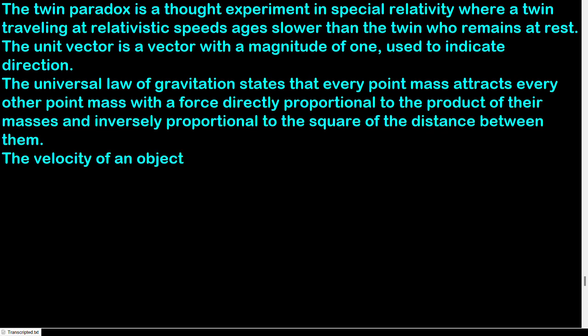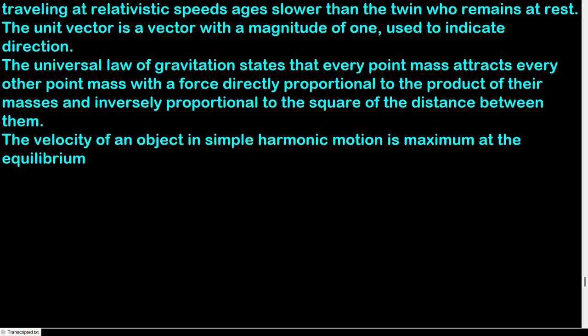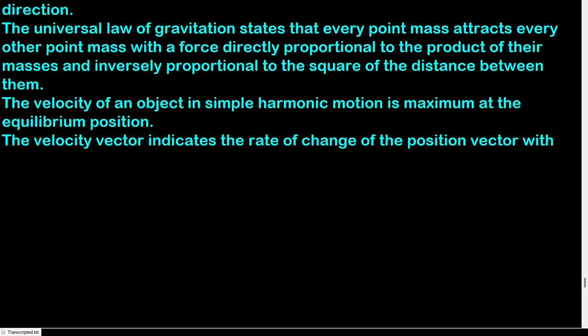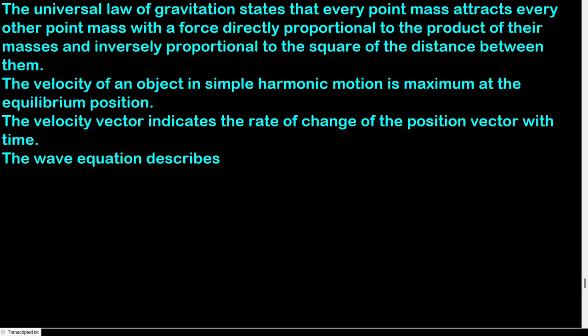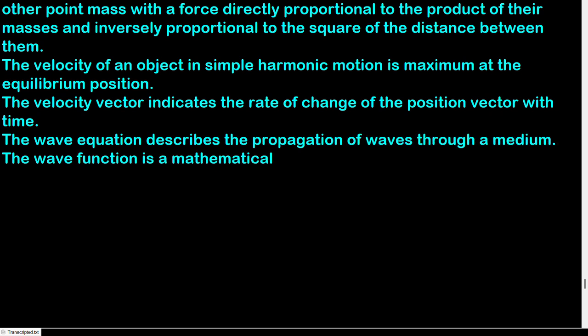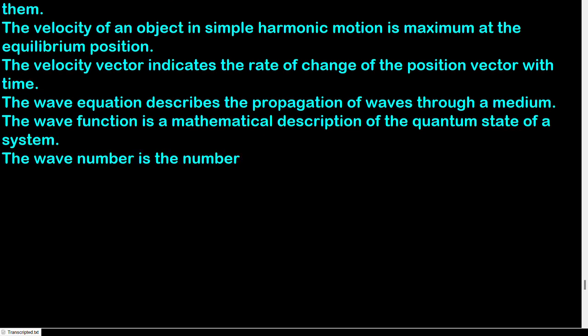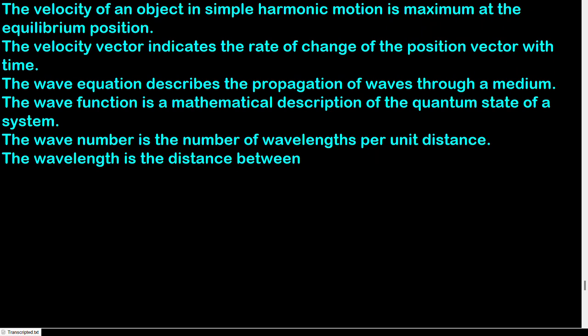The velocity of an object in simple harmonic motion is maximum at the equilibrium position. The velocity vector indicates the rate of change of the position vector with time. The wave equation describes the propagation of waves through a medium. The wave function is a mathematical description of the quantum state of a system. The wave number is the number of wavelengths per unit distance. The wavelength is the distance between two consecutive points in phase on a wave.